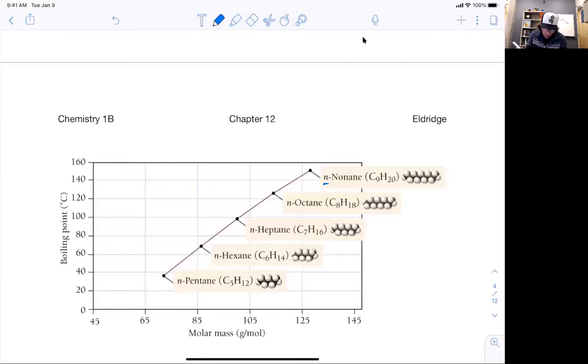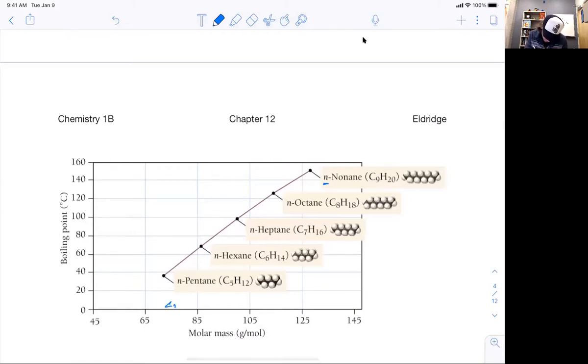And every time you add a carbon, every time the molar mass goes up a little bit, you also have to add 2 more hydrogens. So that's 3 extra atoms plus all their electrons. And so there's more opportunities for dispersion forces when they get pushed against each other. There's more surface area. And again, we see the boiling point increase. And this would keep going the other way too.